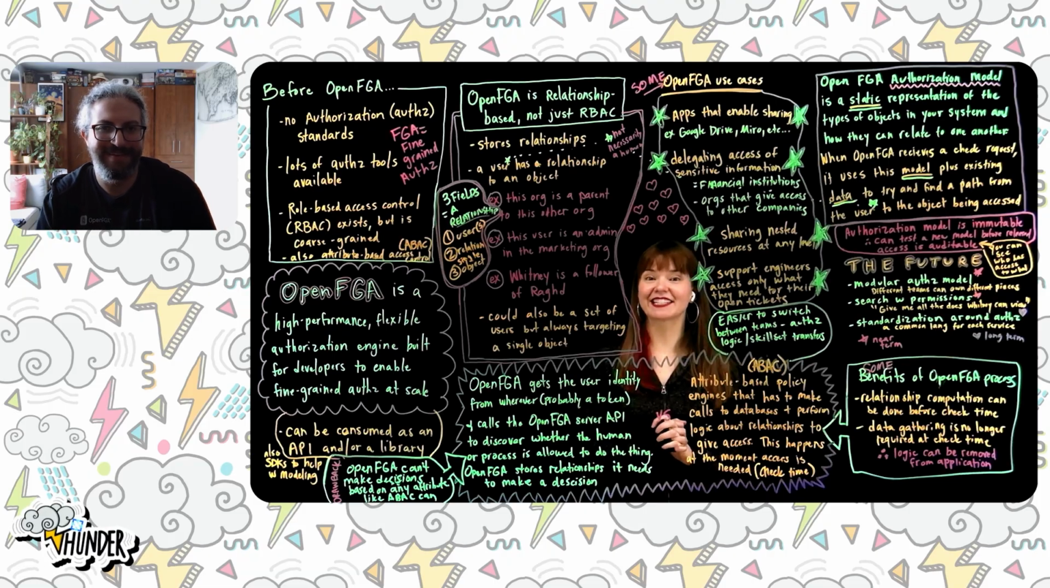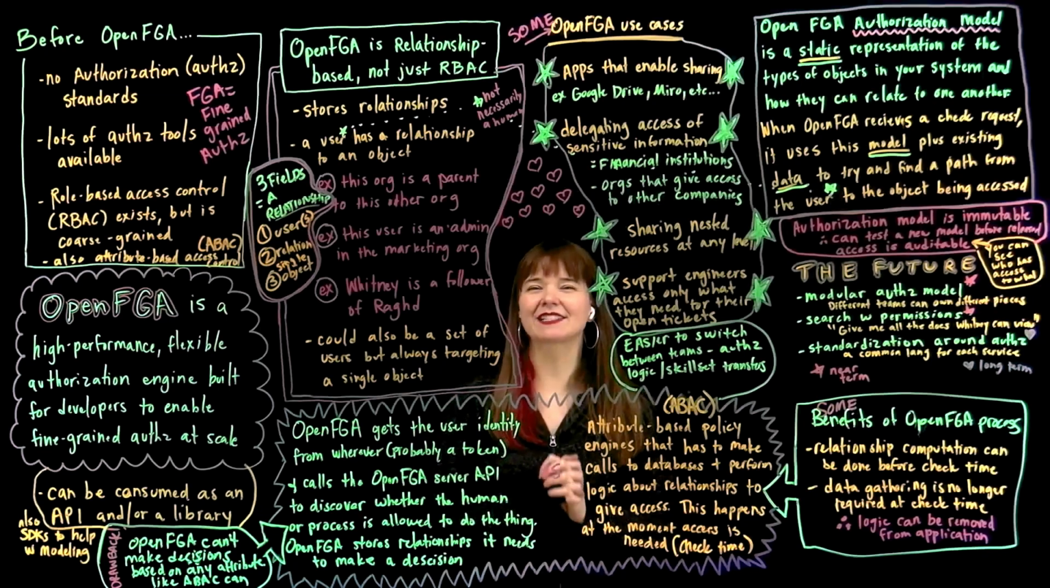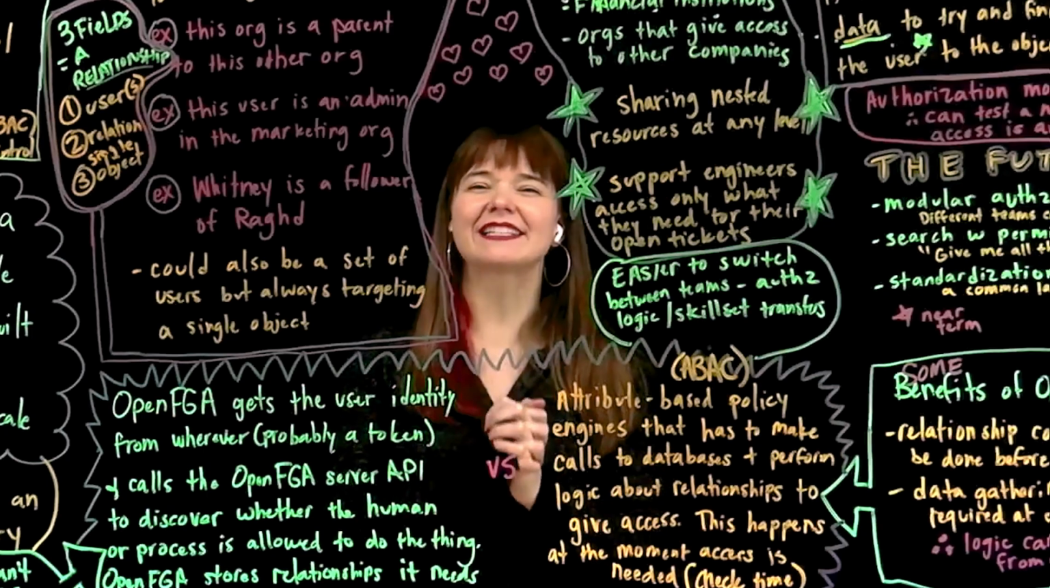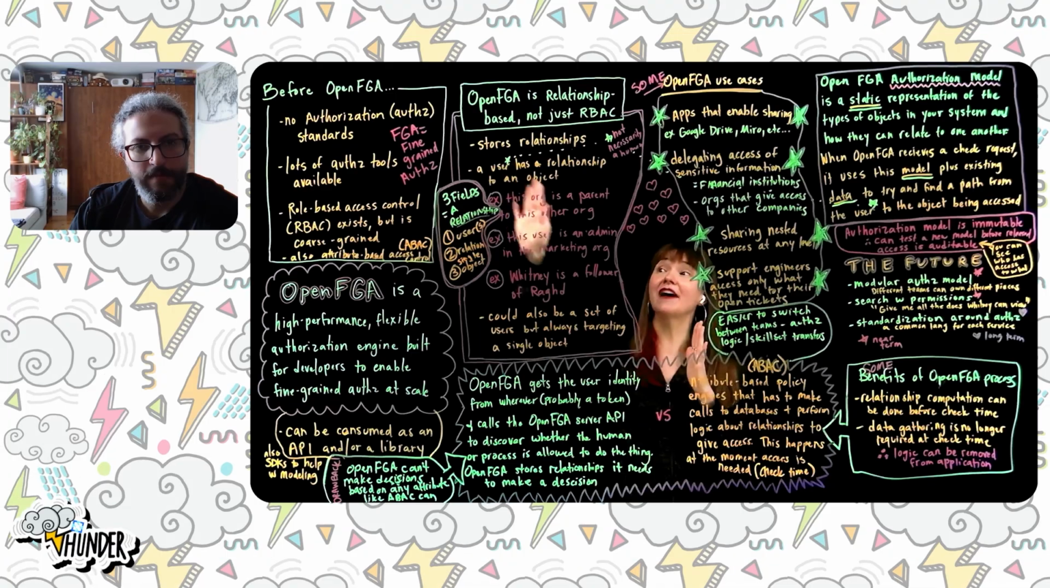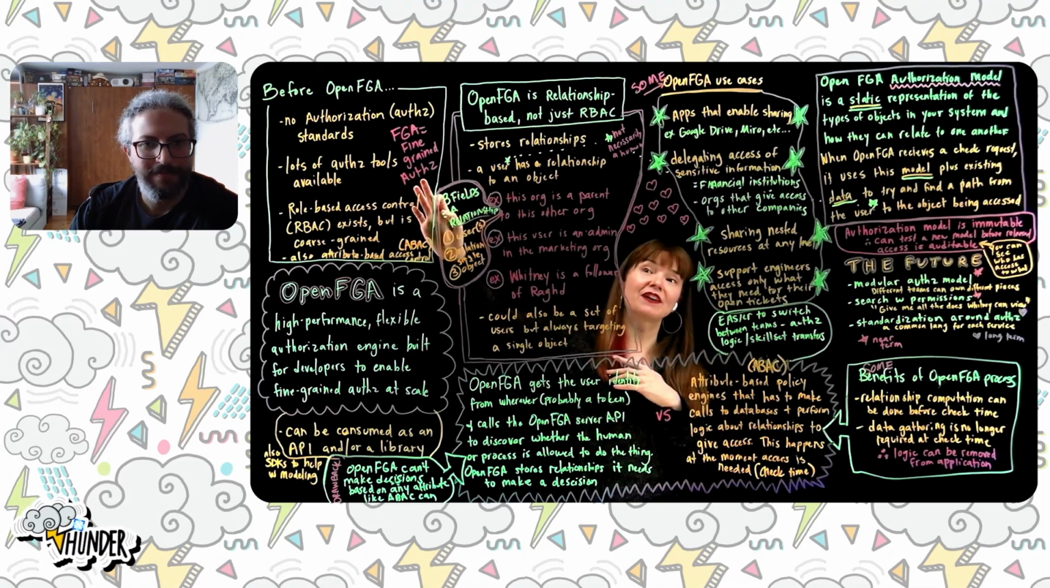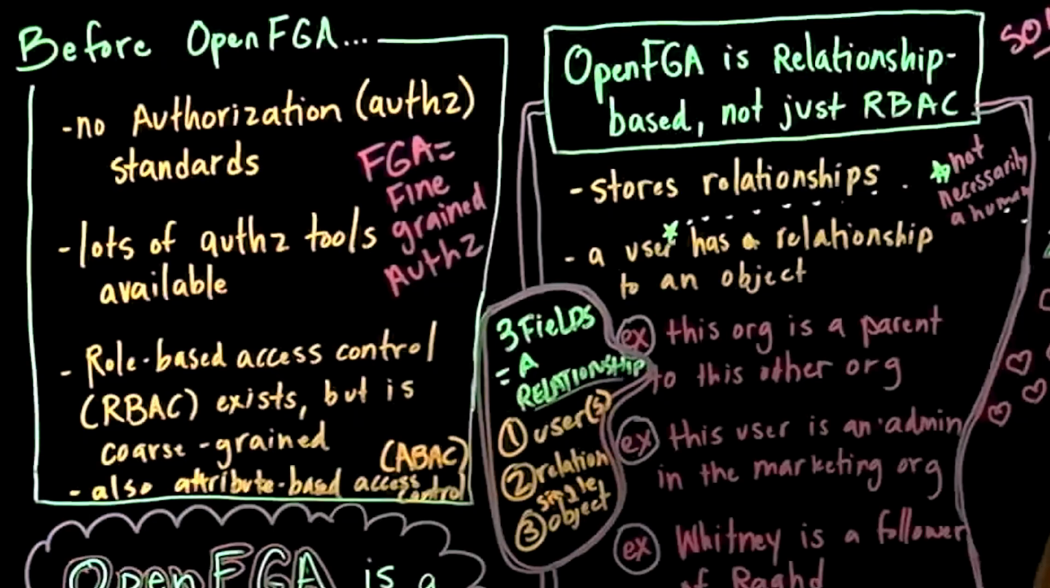Excellent. And we're going to dig into that a little bit more shortly. But in the meantime, let's start up top with what exactly is Open FGA? Open FGA is an authorization engine, which is an API or a library. It's meant to be a high-performance, flexible authorization engine, and it's built specifically for developers to enable fine-grained authorization at a large scale. FGA stands for: the F is fine, the G is grained, and the A is authorization.